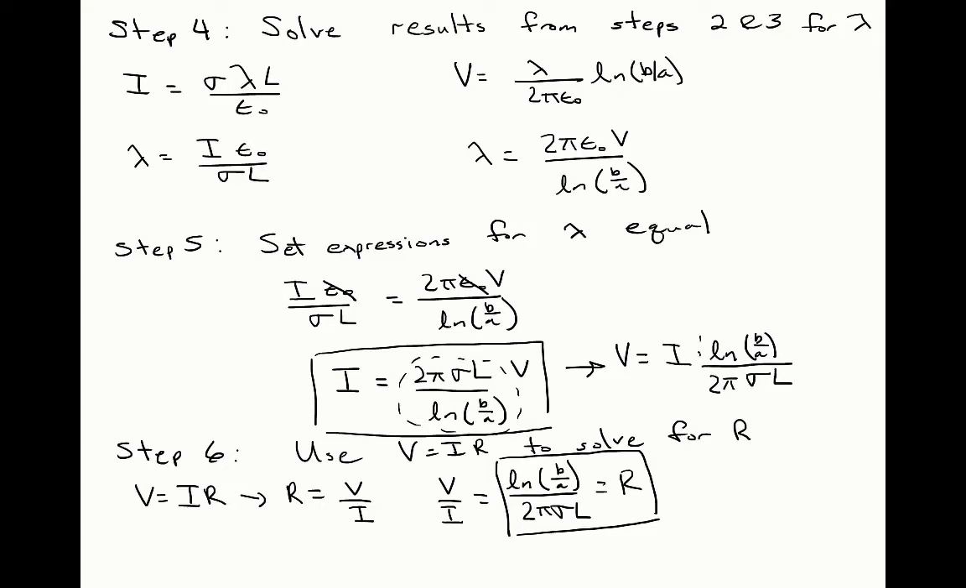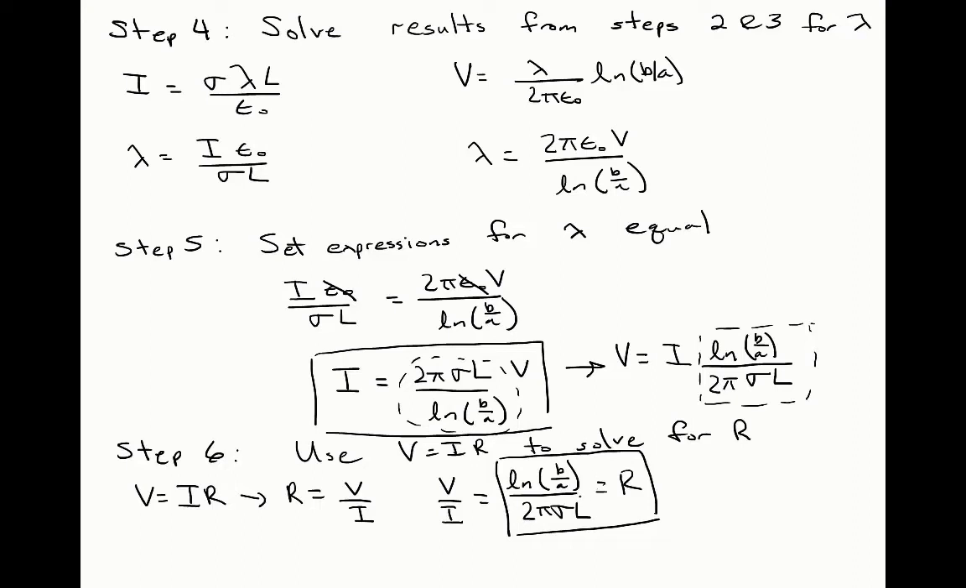Okay, so does this make sense to you for the resistance? So when B is much bigger than A, log gets bigger. When B and A are close together, log is getting smaller. That makes sense. So the thicker the material between the two shells is, the bigger the resistance is. That makes sense. This says the resistance is proportional to 1 over the conductivity, or is proportional to the resistivity.